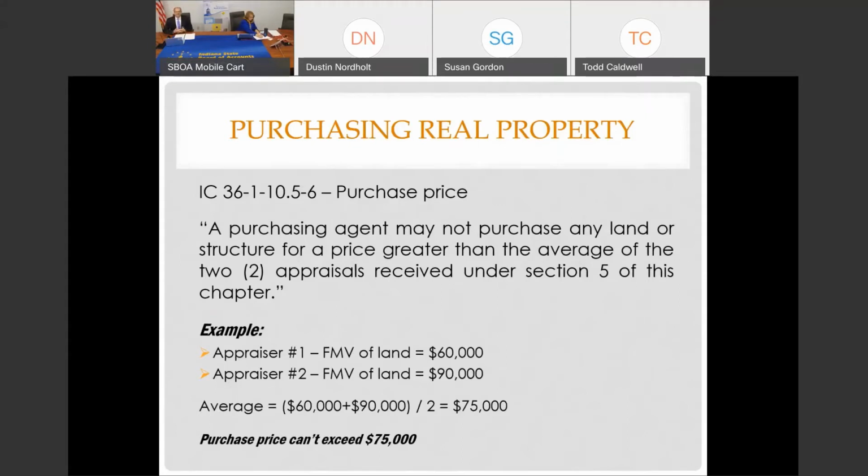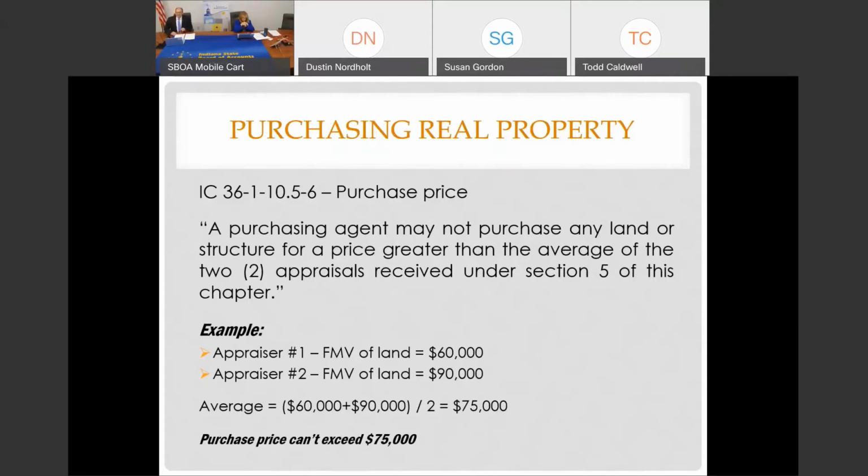Then we get to the all-important purchase price. Section 6 of 36-1-10.5 simply states that the purchasing agent may not purchase any land or structure for a price that's greater than the average of those 2 appraisals. So if appraiser number 1 came back with a report that said the fair market value of the land or the structure you were looking at was $60,000, and appraiser number 2's report showed that the fair market value was $90,000, then the purchase price could not exceed the average of $60,000 and $90,000, which would be $75,000.